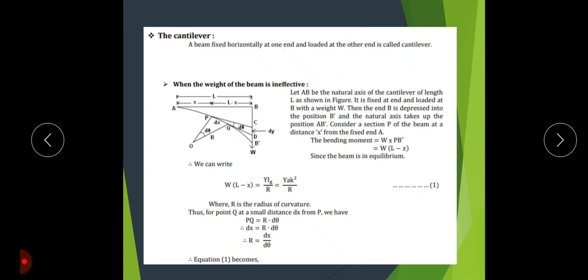The next, taking the limits as x is equal to 0 to x is equal to L. L is the total length of the cantilever, where x is equal to 0 to L is taken as the limit for this depression, which is the overall length of the cantilever.